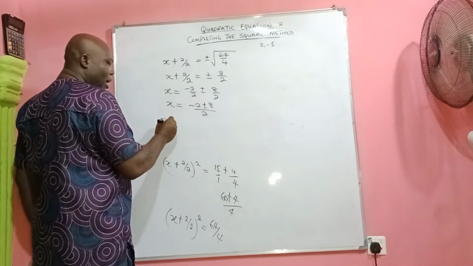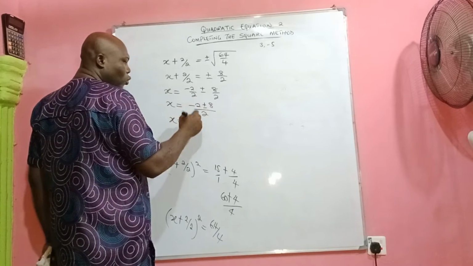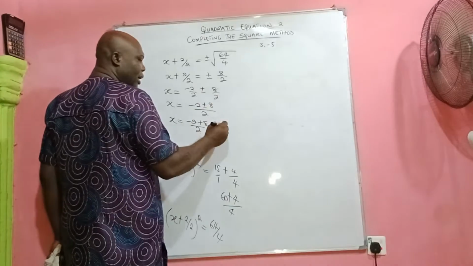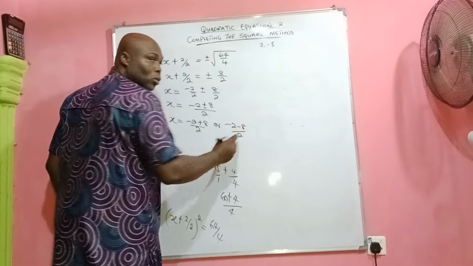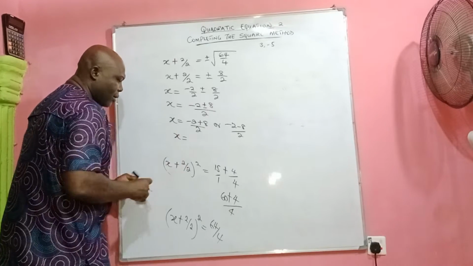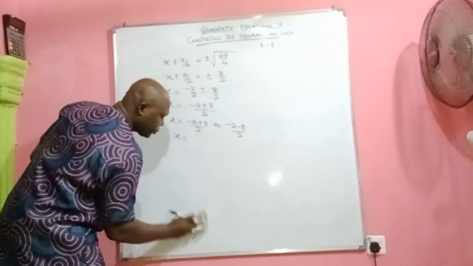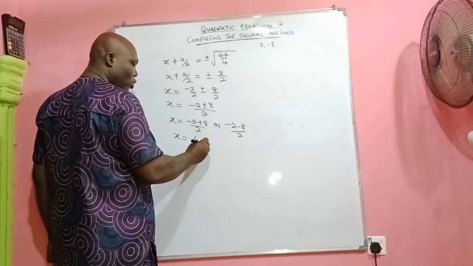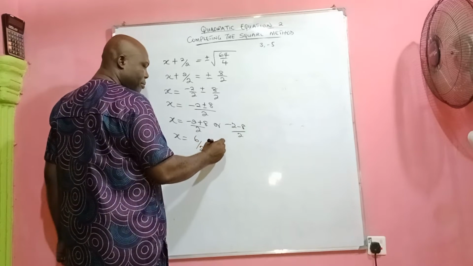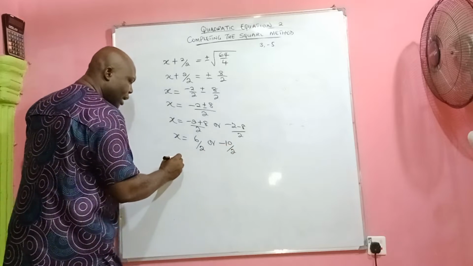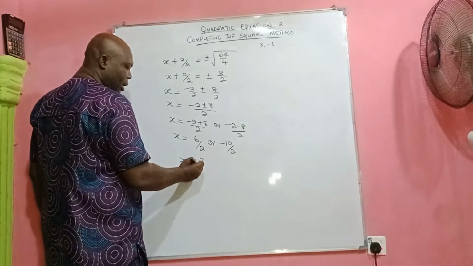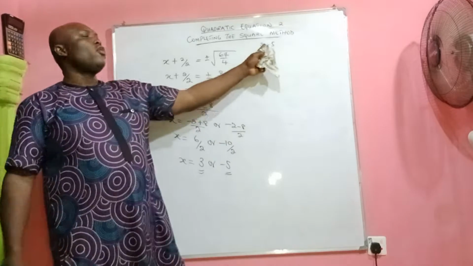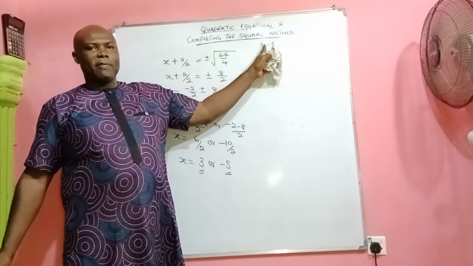So at this point, you're going to have your x equals minus 2 plus 8 all over 2, or minus 2 minus 8 all over 2. Alright, so we are going to have our x now equals minus 2 plus 8, that's 8 minus 2, 6 over 2, or minus 2 minus 8, minus 10 all over 2. That gives our x to be equals to 6 over 2 is 3, or minus 10 over 2, which is minus 5. So we still have the same roots we had when we solved by factorization.